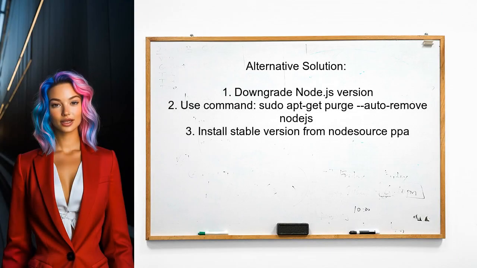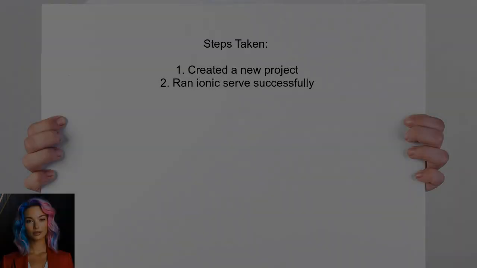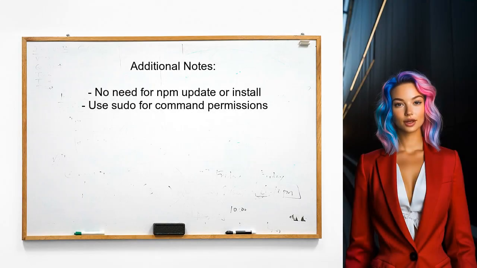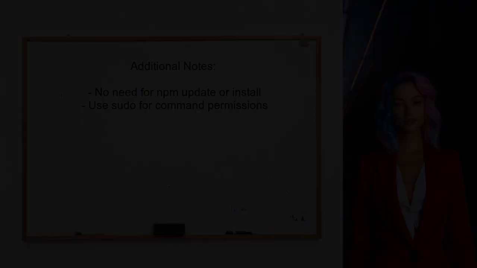One alternative solution comes from a user who faced similar issues. They decided to downgrade their Node.js version. They removed the previous version using a command and then installed the last stable version on the 6.x branch. After downgrading, they still encountered errors in their original project. However, when they created a new project, the command ionic serve worked perfectly. They also noted that they didn't need to run npm update or install app-scripts again, but found it helpful to run commands with sudo for permissions.